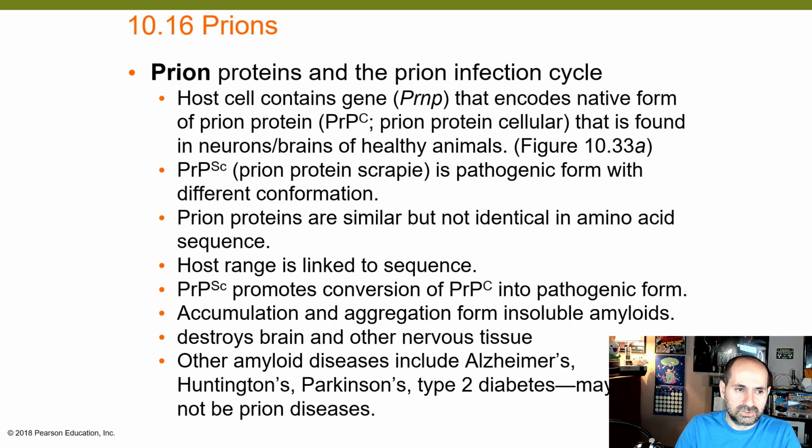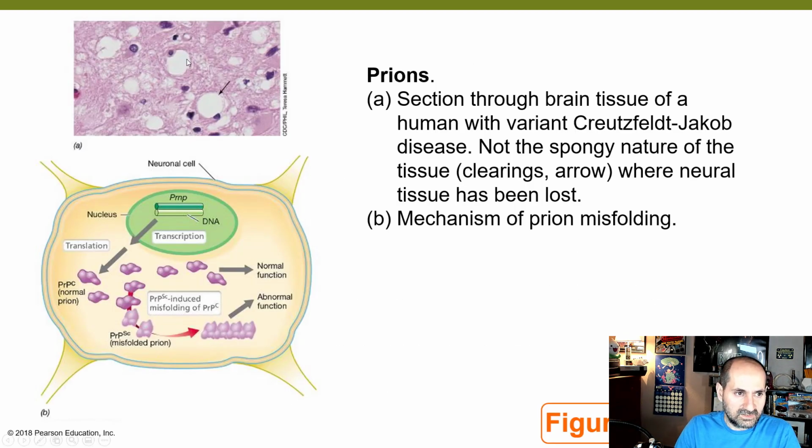Okay, let me show you a quick picture here. This image at the top shows you these massive holes that form in your brain. This is a section through brain tissue of a human with variant Creutzfeldt-Jakob disease. Note, this should say note the spongy nature of the tissue. You know, this looks like a sponge. You've got these giant holes that should not be in a normal brain, where neural tissue has been lost. This causes massive brain damage and death.